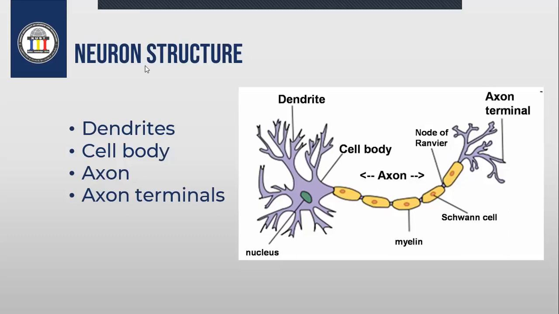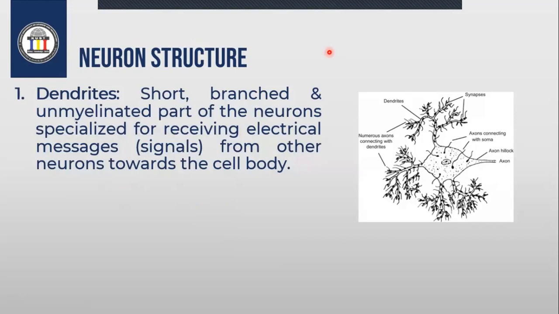We will take one of the neurons. This is the neuron, and the structure of the neuron contains dendrites, a cell body, and axon terminal. The dendrites are short, branched, and unmyelinated parts of the neuron, which are specialized for receiving the signal from other neurons. So there is another neuron connected to this neuron. The signal will be moving from that neuron to this neuron, and then it will be going toward the cell body. So this is the first part.